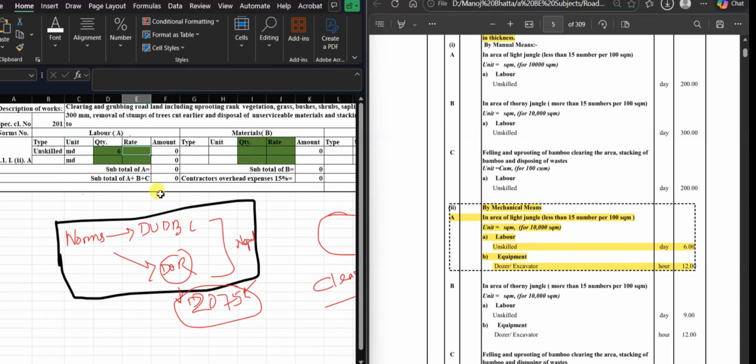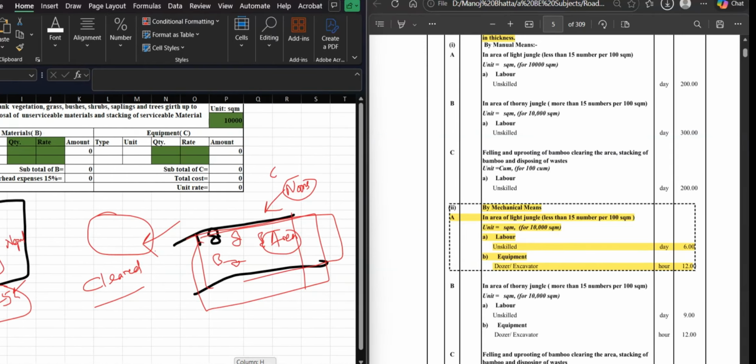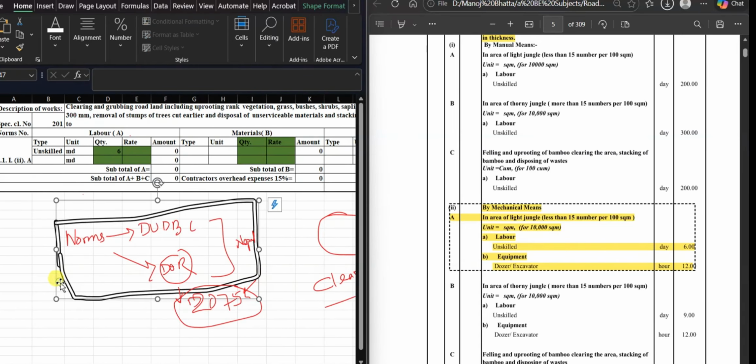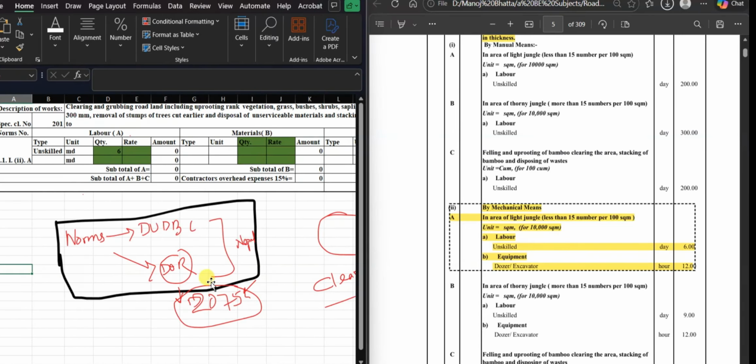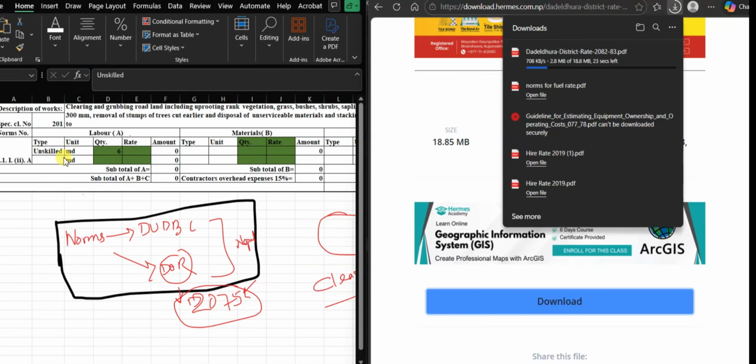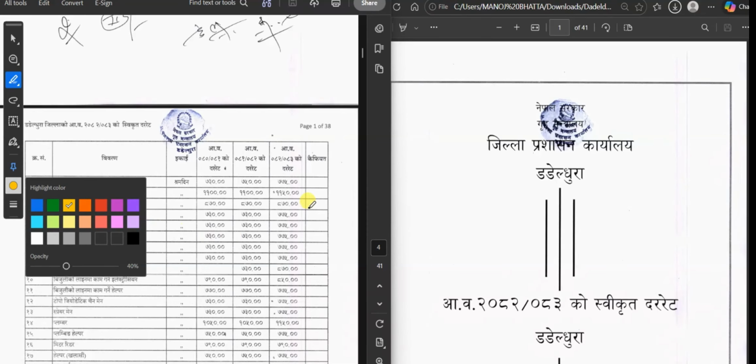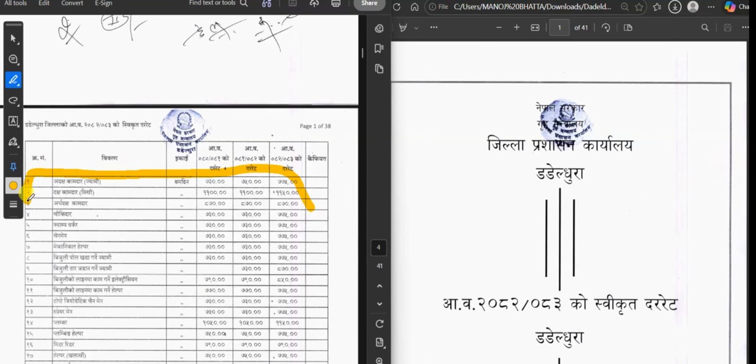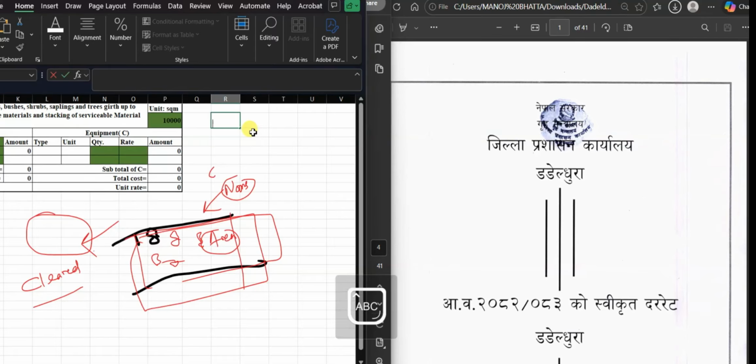For the rate, how are you going to maintain it? You need to know the district rate of that particular place. So I'm downloading it and observing the unskilled rate. I'm going to highlight these things because they will be used in our project. You can link the sheet as well. So you write unskilled, skilled, or maybe semi-skilled.